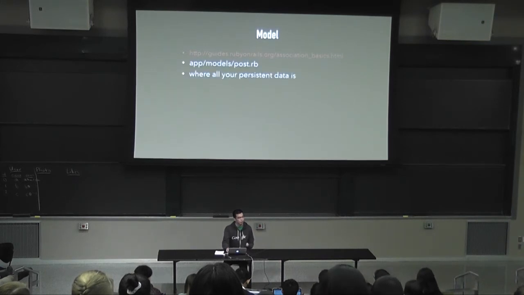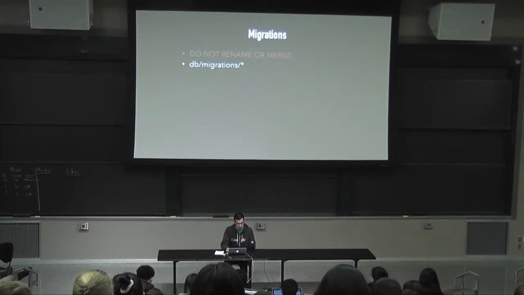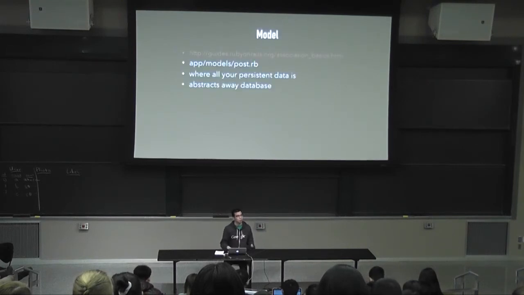A model is basically a wrapper for the database. So it's where all your persistent data lives. You might have heard about stuff like MySQL and PostgreSQL and SQLite 3 and like 80,000 other variants of SQL. You don't actually have to worry about these in Rails because Rails abstracts these away from you, so you don't have to worry about what specific SQL commands to use. Instead, you can just access the model, and the model will do the rest of the work for you.